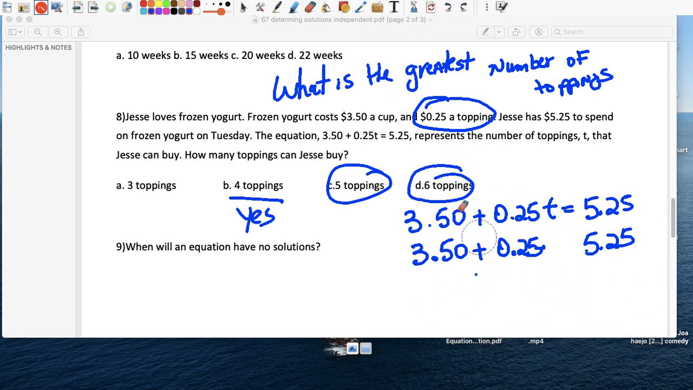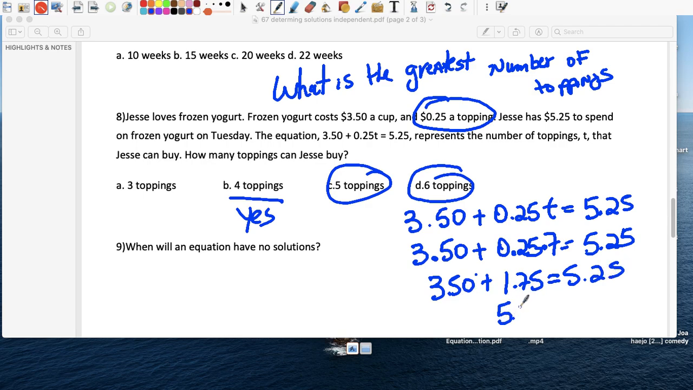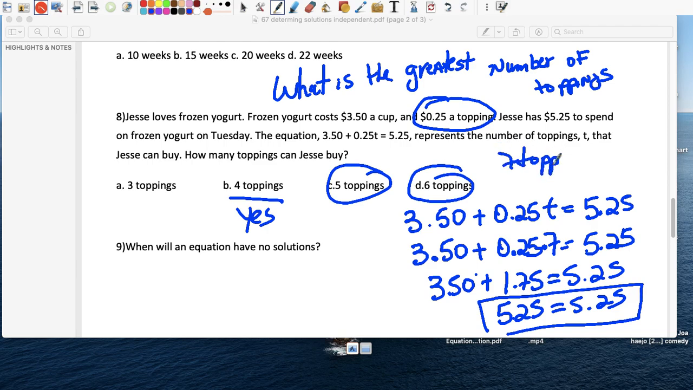But I'm going to do one more. Instead of six, I know they didn't ask you, but let's try seven. A ver si ella coge siete toppings. Oh my God, seven toppings. I don't even know what toppings you can put. So let's try seven. 3.50 for the yogurt plus seven toppings is 1.75. Now 3.50 plus 1.75 is 5.25. So, ¿le alcanza dinero? Yes. So seven toppings sería el máximo.